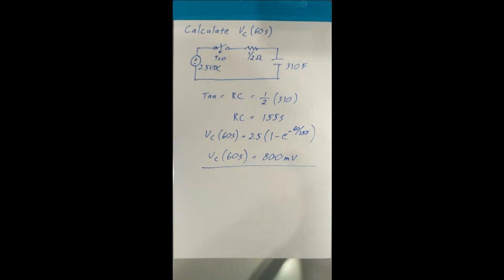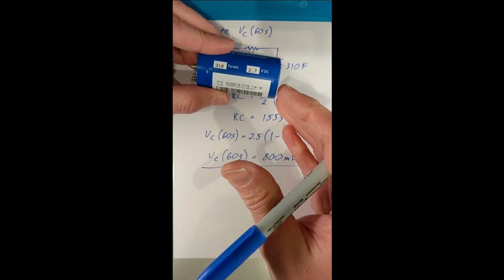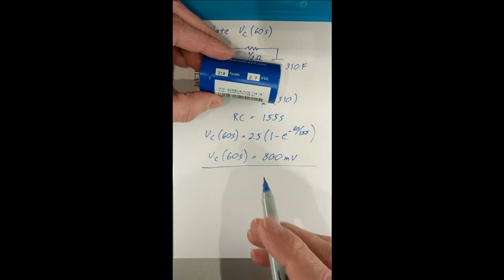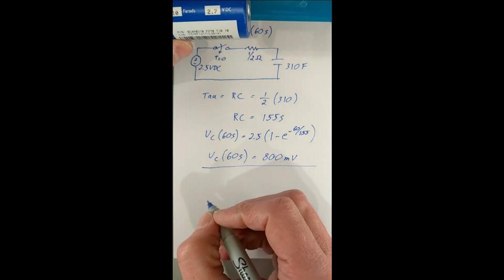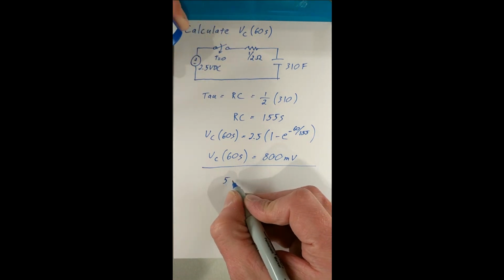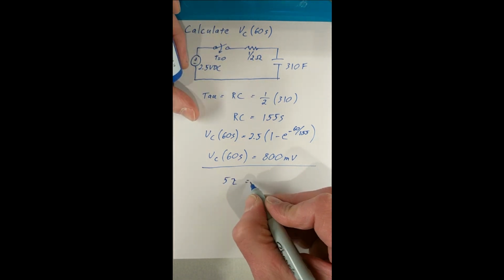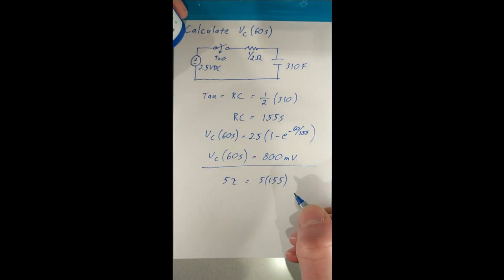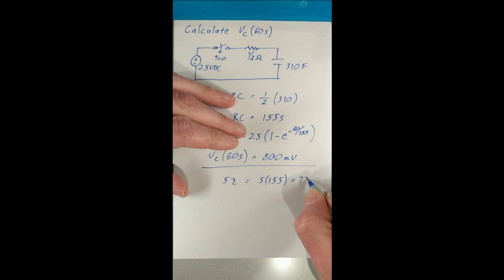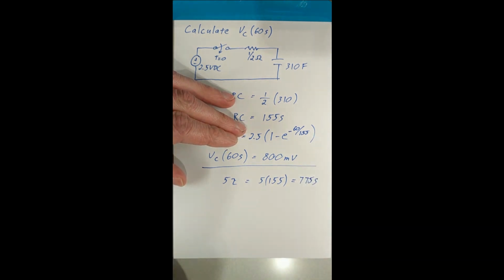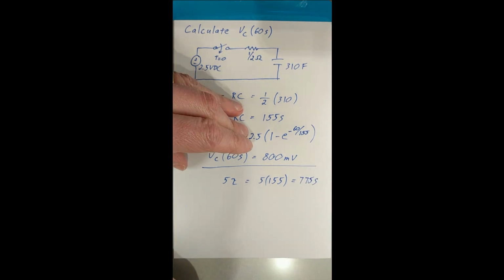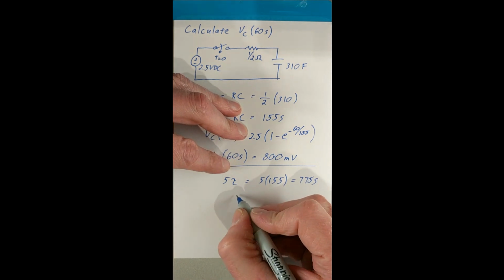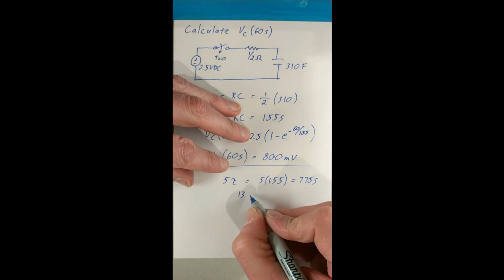Now that's a long time, and you might say, well, how long would it take to charge this capacitor all the way up to 2.5 volts? And the answer to that is it would take about 5 tau. In this case, that's 5 times 155, which is about 775 seconds. If you divide that by 60, that comes out to about 13 minutes.